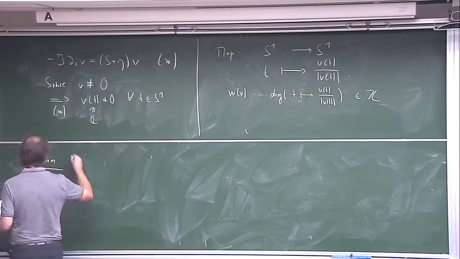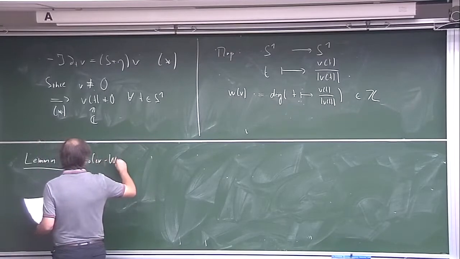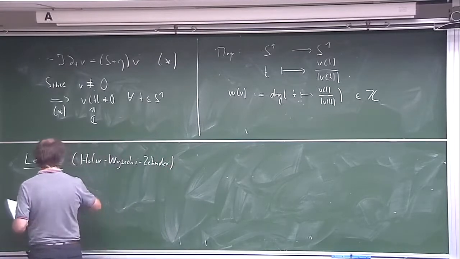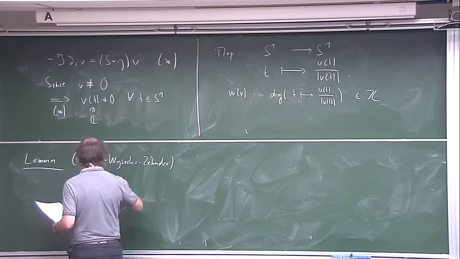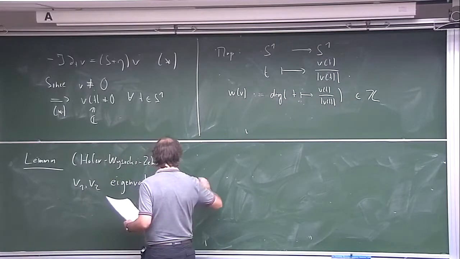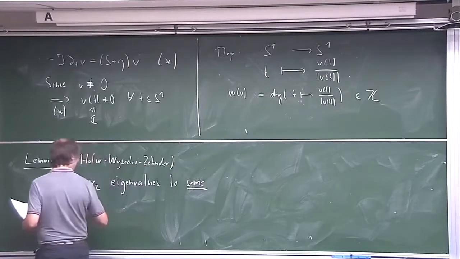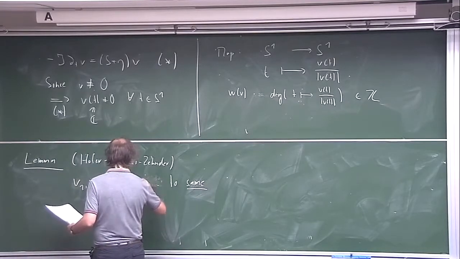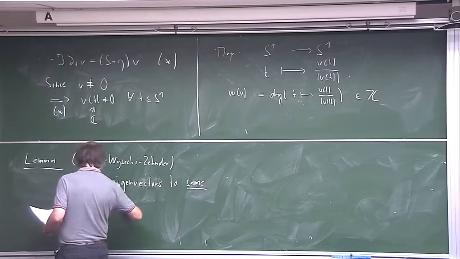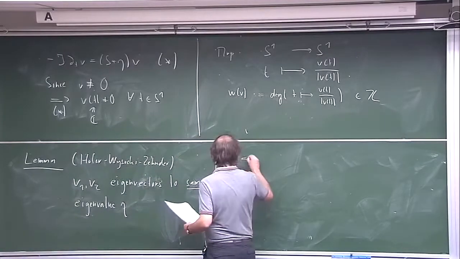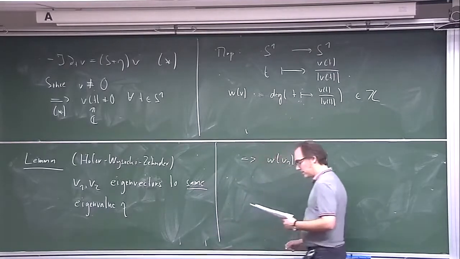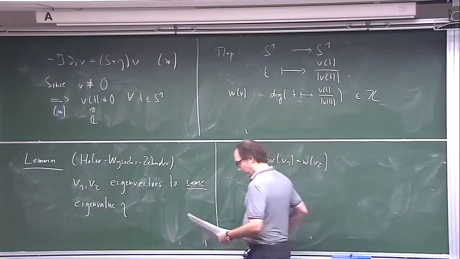The lemma of Hofer-Wysocki-Zehnder: if V1, V2 are eigenvectors to the same eigenvalue, then it follows that they have the same winding number. So let's prove this lemma.